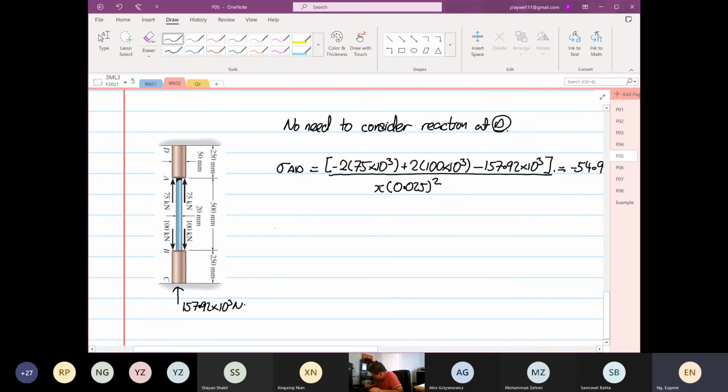Then we calculate the stresses on AB. The stress on AB will not see the twice 75, it will see the twice 100 and then minus 157.92. Then divide by pi r squared. The radius is 0.01, 0.01 squared.